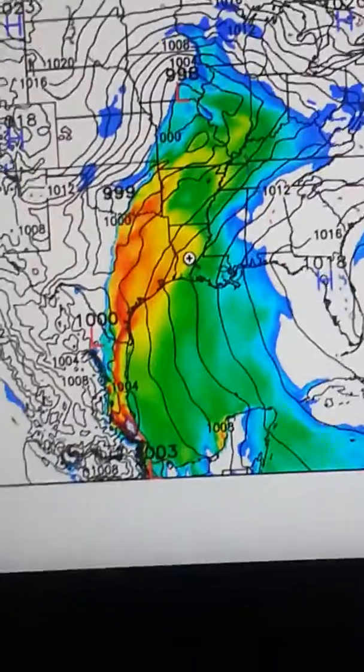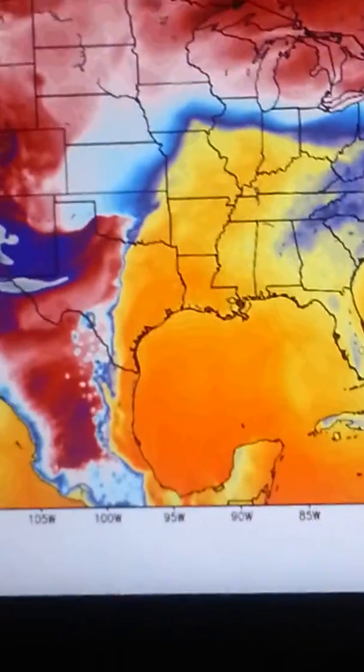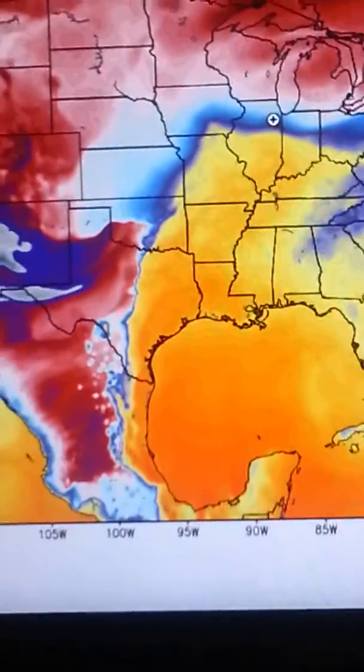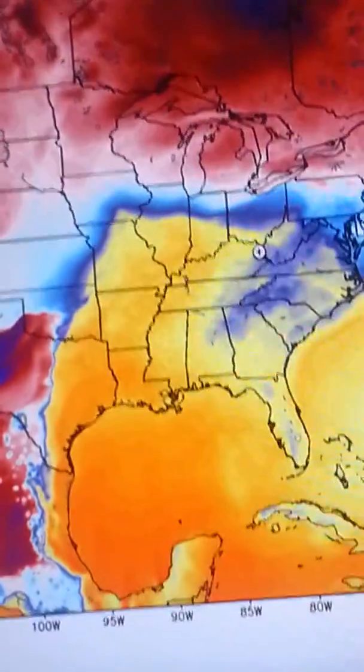So that's one thing. Your next ingredient here, you need moisture. So what you look for is you look for high dew points. See, I'm losing my voice now. Excuse me.